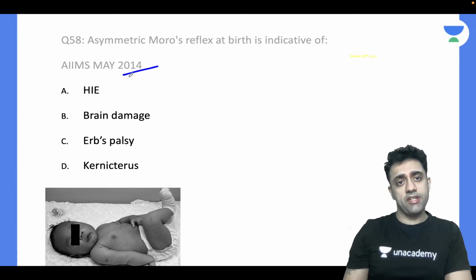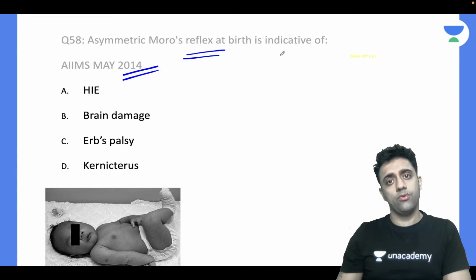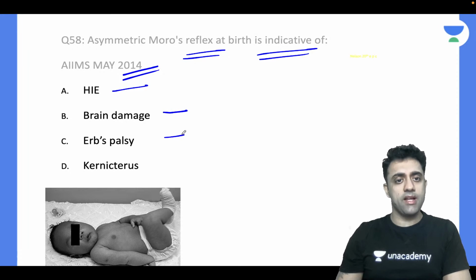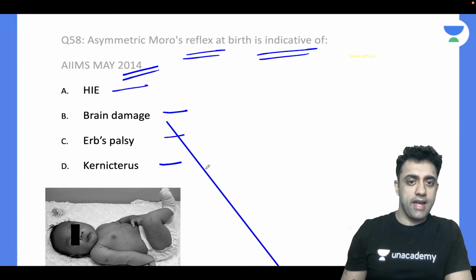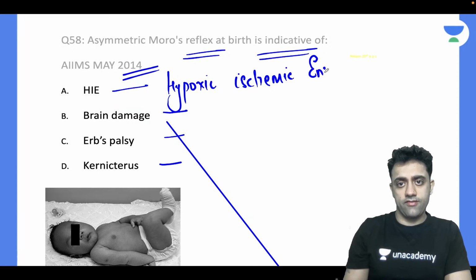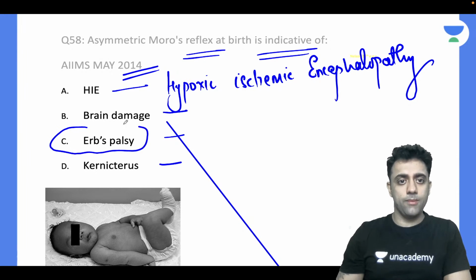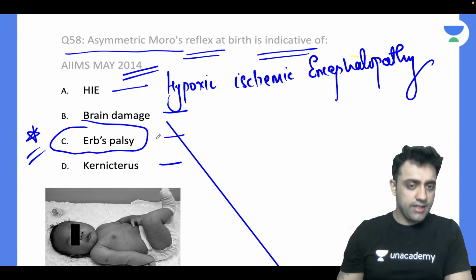This question came in AIIMS. Let's do the MCQs also back to back. AIIMS May 2014. Asymmetric Moro reflex is indicative of what? HIE, brain damage, Erb's palsy, and conductors. Please put a message in the comment section. What do you think? And HIE is nothing but hypoxic ischemic encephalopathy. Okay? So what do you think? Anyone, random guesses? Yes, Erb's palsy. Erb's palsy is the best answer. Asymmetric Moro reflex is indicative of Erb's palsy.